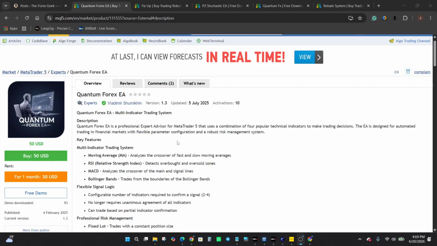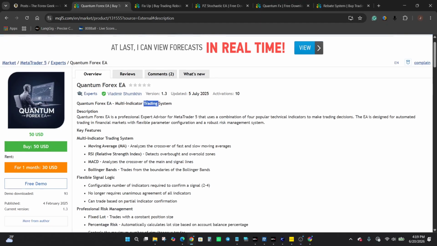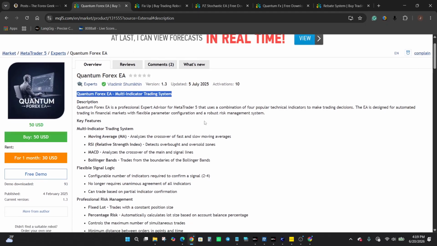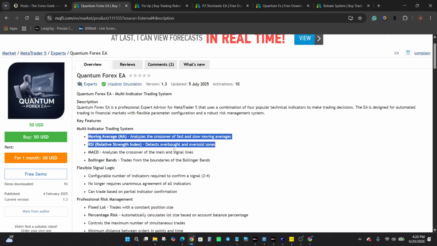Looking through the description, the developer presents Quantum Forex EA as a multi-indicator trading system designed for automated trading across a wide range of financial markets. Now, rather than relying on a single indicator, the EA combines 4 commonly used technical tools, including moving averages, RSI, MACD, and Bollinger Bands.